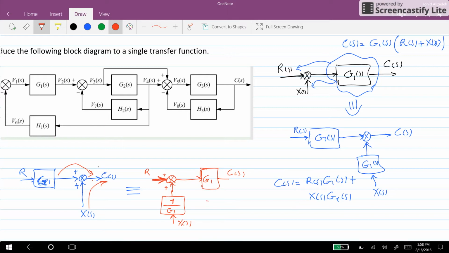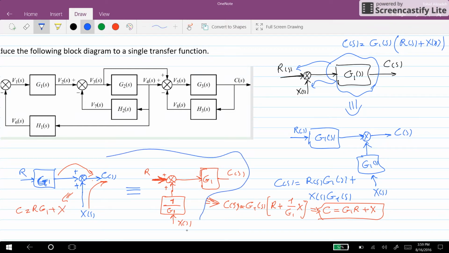From here, we can see that C is equal to G1 times (R plus 1 over G1 times X), which means that C is equal to G1R plus X, which is what we have here. Yes, C is equal to R times G1 plus X. So these two are equivalent to each other.